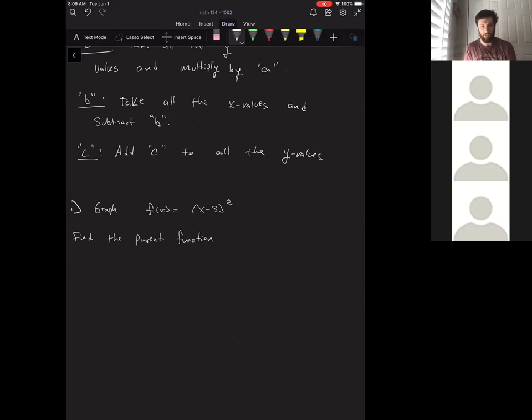And the way we find the parent function is you just get rid of every single number that is not an exponent. This is sort of just an easy way to remember what to do. So we need to remove all the numbers that are not exponents.